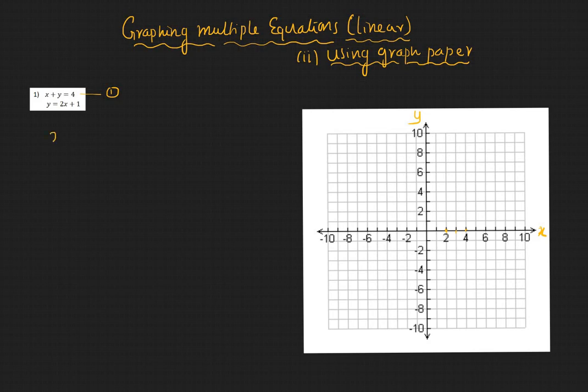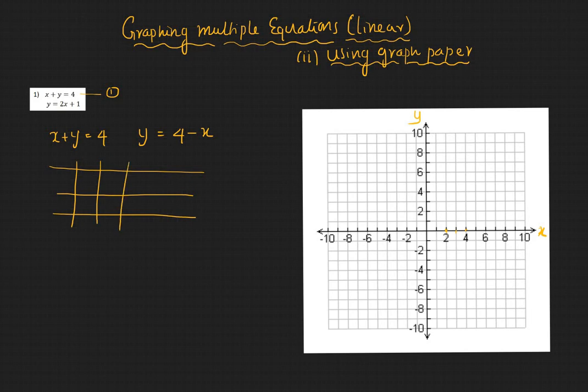So let's write that equation, x plus y equal to 4. Let's rewrite it as y equal to 4 minus x. And let's find out different values of y for different values of x. So let's say your x and y. When x is 0, y is 4. When x is 4, y is 0. When x is 1, then y is 3.